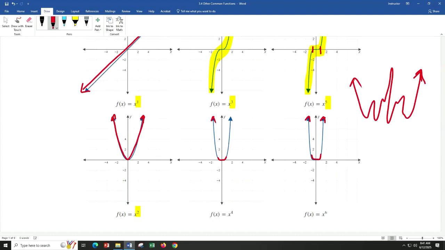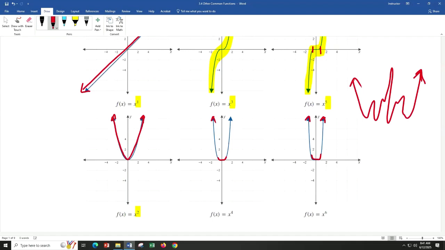Are you good with power functions right now? If you see an even power, what is your graph going to model? A parabola. It's going to look like a parabola. And as that power gets higher, if you're just thinking of a base power, what's going to happen to the little vertex? It's going to flatten out a little bit, right?